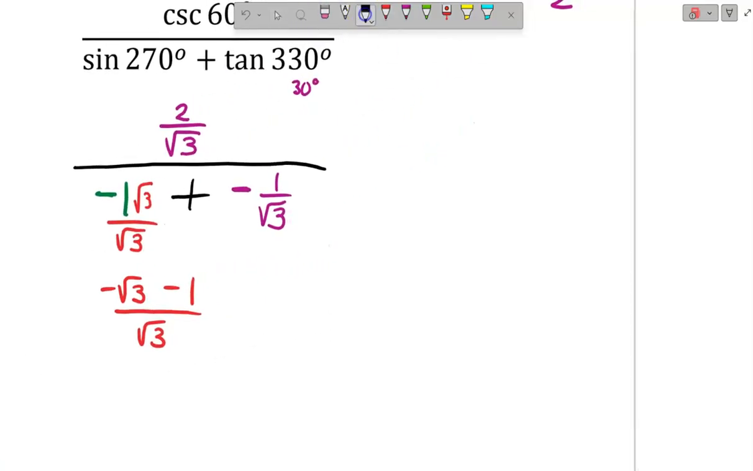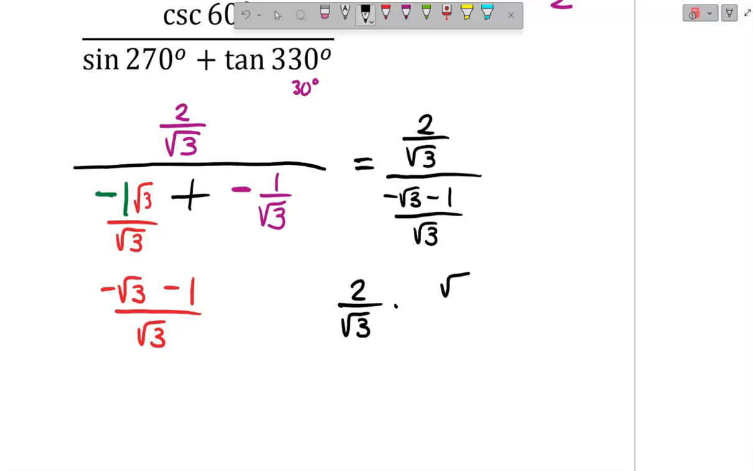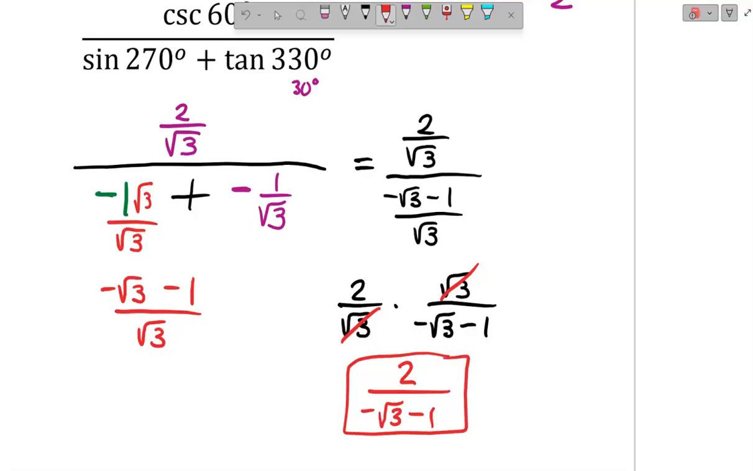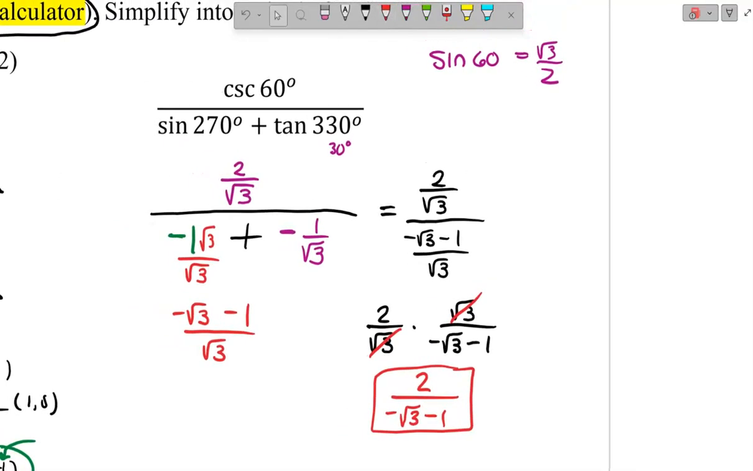So I'm going to come back here and let's write this all out so we can see what we're working with. We have 2 over root 3 all over now the new unified fraction negative root 3 minus 1 over root 3. We have a complex fraction. We have a fraction divided by a fraction, and when you do that, dividing by a fraction is the same as multiplying by the reciprocal. So that is going to give me this when I rewrite it. So the numerator stays the same, the denominator flips, those root 3's are going to cancel, and your final answer, simplified single term, is going to be 2 over negative root 3 minus 1. And that's going to be our final answer for number 2.